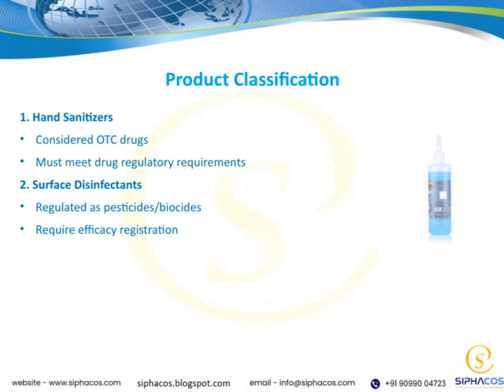Let's take a closer look at product classification. First, we'll talk about hand sanitizers. These are considered OTC, or over-the-counter drugs, which means they can be purchased without a prescription. Because of that, they must meet specific drug regulatory requirements to ensure they're safe and effective for consumers. Moving on to surface disinfectants, these fall under a different category. They are regulated as pesticides or biocides, which involves a different set of rules.